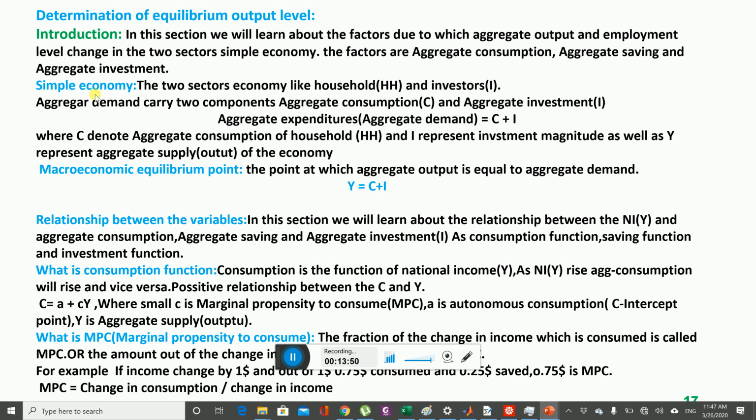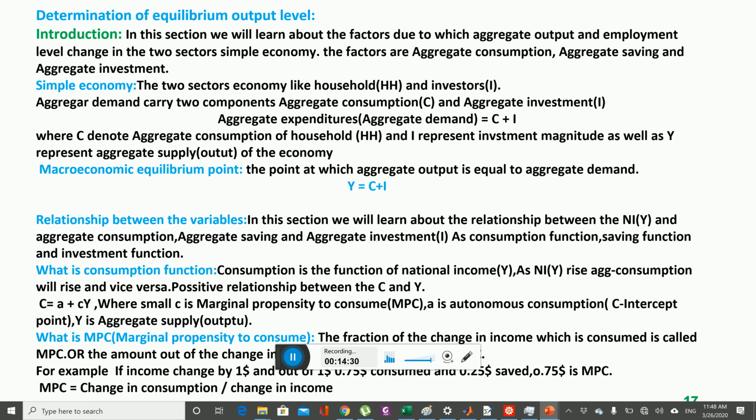Let me first elaborate what a simple economy is. Simple economy means two sectors economy, the economy in which we have only two parties, two economic units, two decision makers. One is household and the other is investors. Aggregate demand carries two components: aggregate consumption, for which we use the symbol C, and aggregate investment, for which we use the symbol I. Aggregate expenditures and aggregate demand carry the same meaning, equal to C plus I.